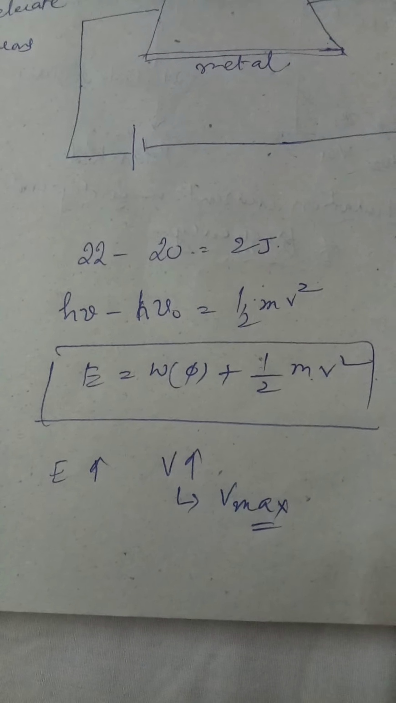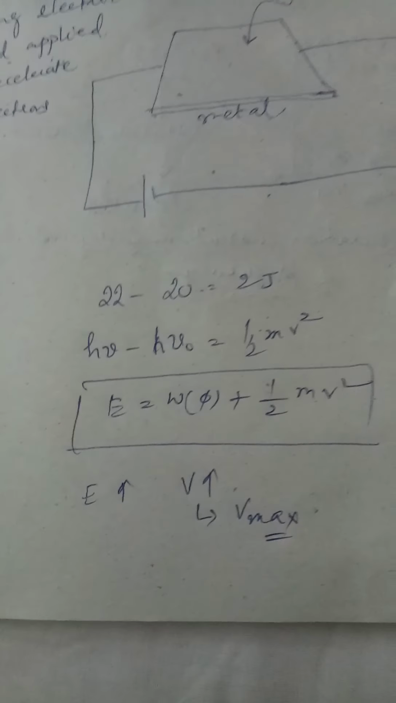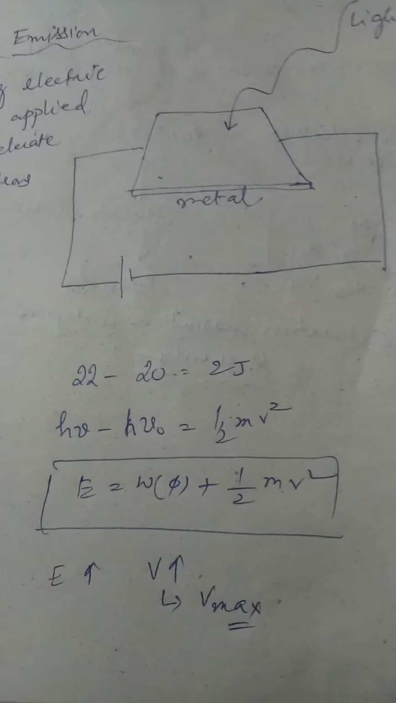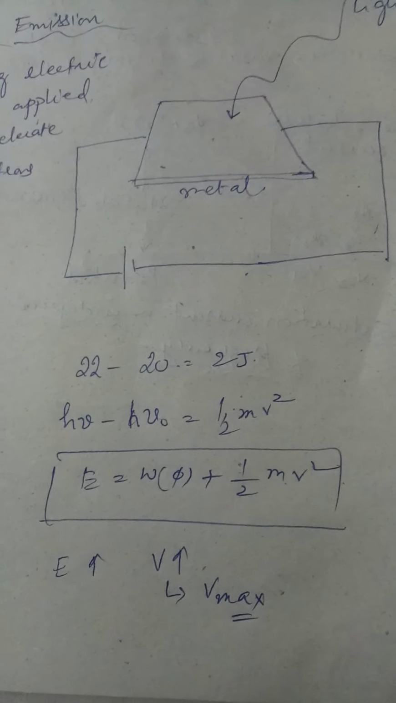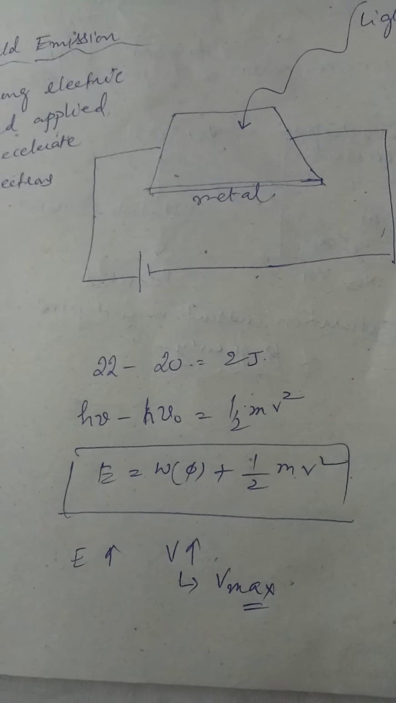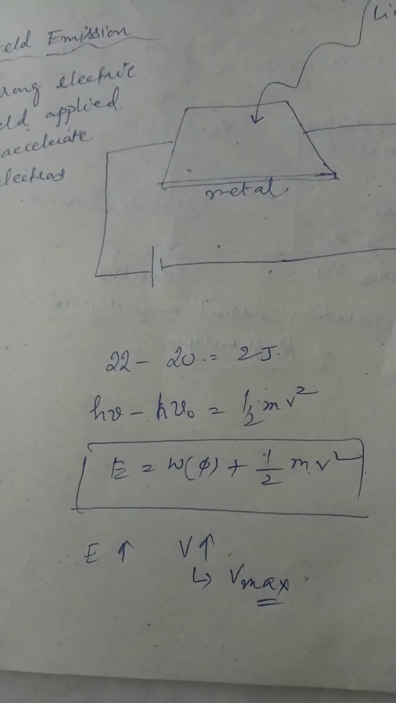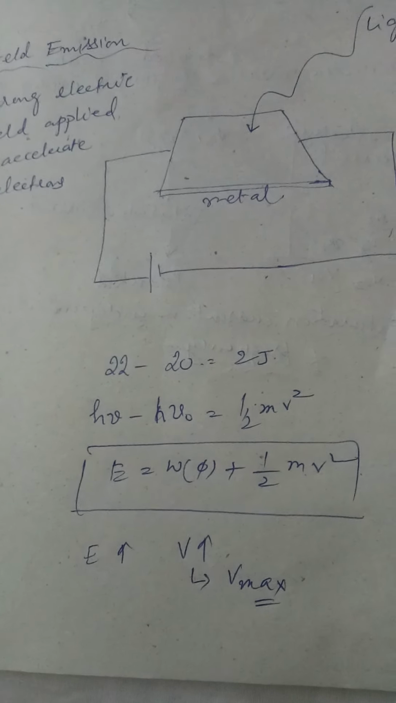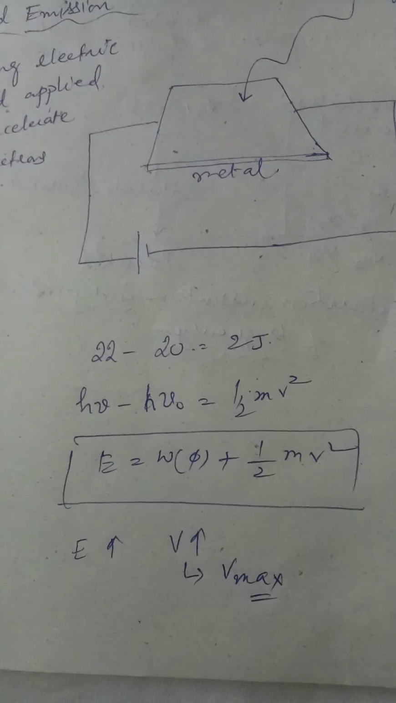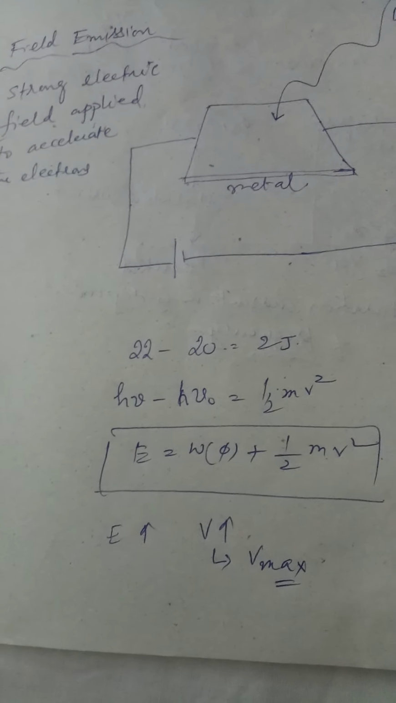Now let us try to understand this whole scenario with a simple example. Let us say some electrons are associated with a charged conductor, and 20 joules of energy is required to knock them off. I am just taking a random example to explain. Let us say the supplied energy is 22 joules. So 22 minus 20 is equal to 2 joules. What is 22? 22 is the supplied energy. 20 is the work function of the metal. So 22 minus 20, you are getting 2 joules.